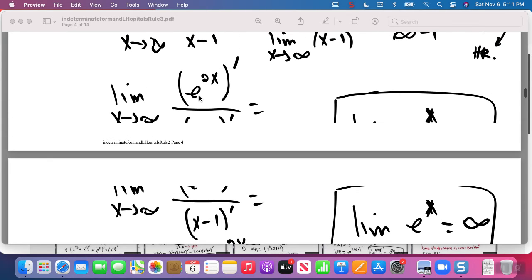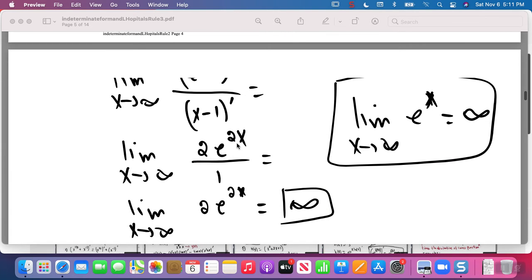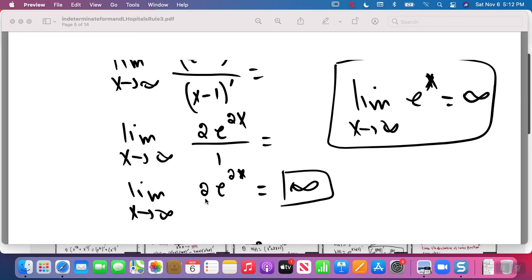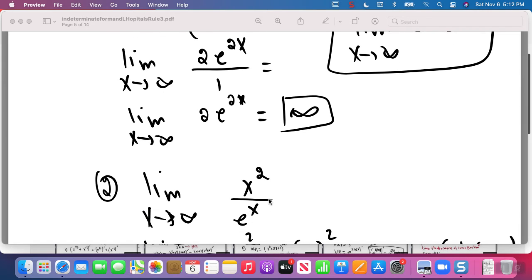Now when you take the derivative of e to the 2x, by the chain rule, you get 2 times e to the 2x. And then the derivative of the denominator gives you 1. So you get the limit as x approaches infinity of 2 times e to the 2x. We know as x goes to infinity, e to the 2x goes to infinity. So infinity times 2 is infinity. So it's a case where the answer is infinity.